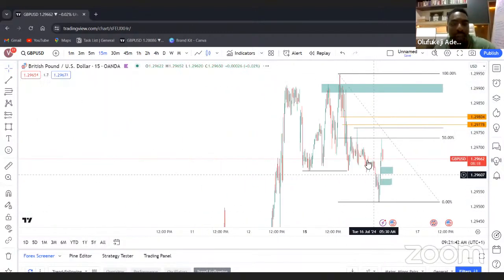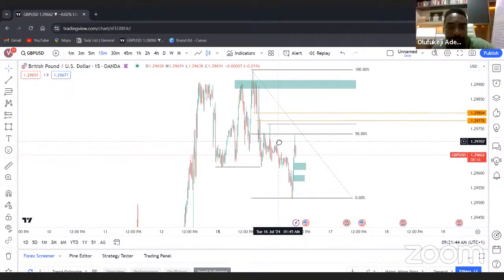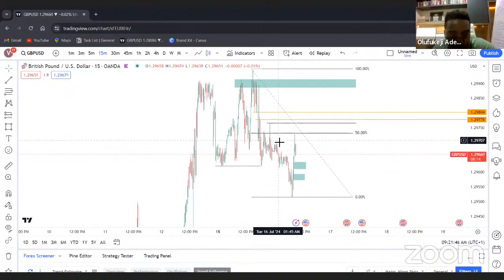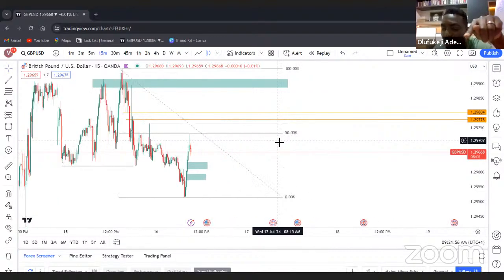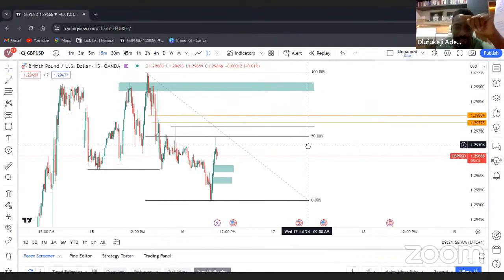Exactly. So we want to see price above there. So even if price breaks below these ones now to the downside, I'll still be suspicious, because that means we are selling in discount. You're not supposed to sell in discount. You're supposed to buy in discount. So is this explanatory enough?